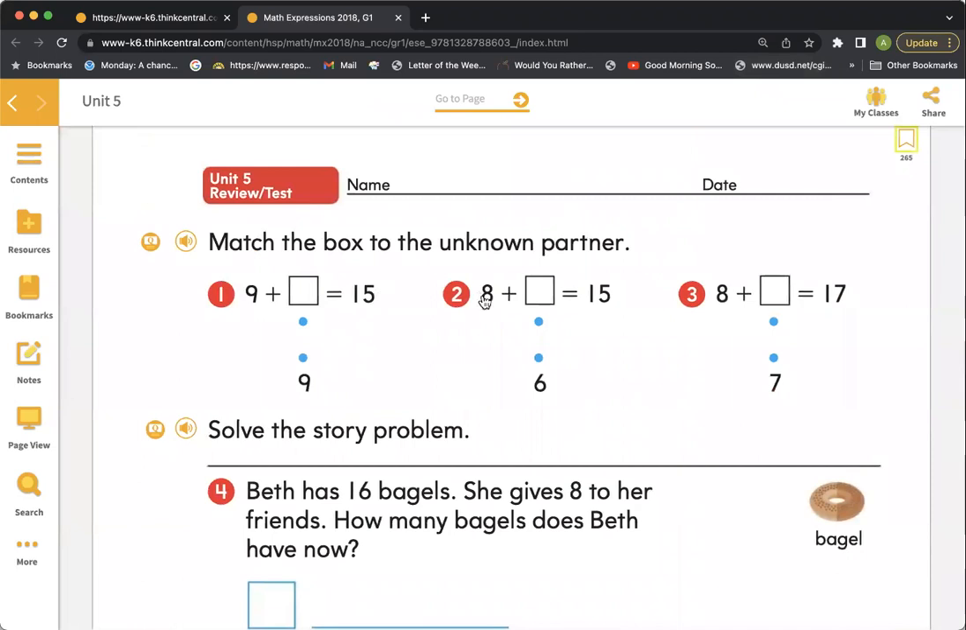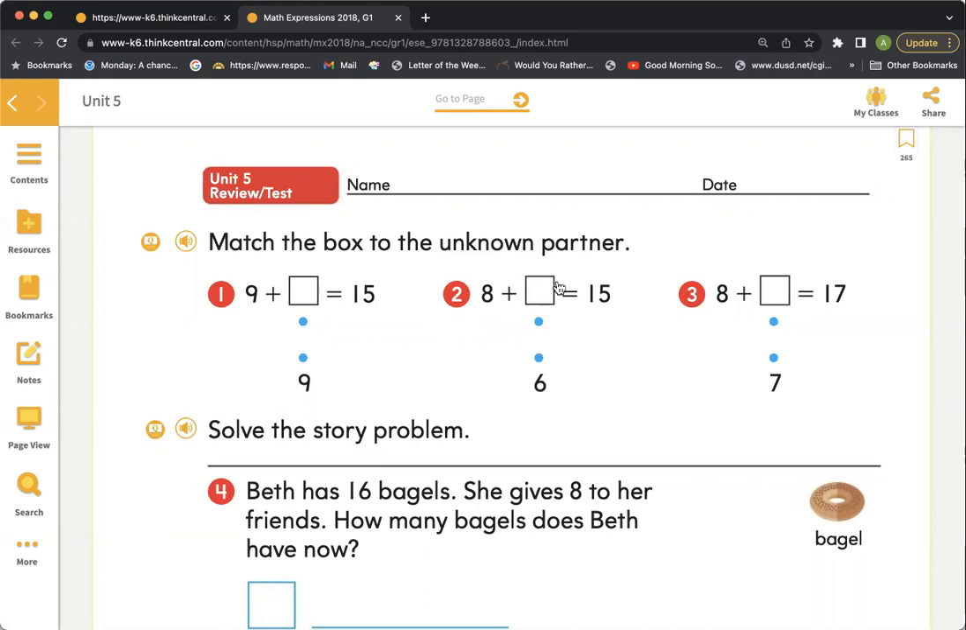All right, problems 1, 2, and 3 are match the box to the unknown partner. So here's your unknown partner, or here's the box, and one of these three numbers is the unknown that goes in the box. So 9 plus what number equals 15? Draw a line from this box to either 9, 6, or 7. Which one of these is the unknown? 9, 6, or 7? Draw a line from there to the number that fits there.